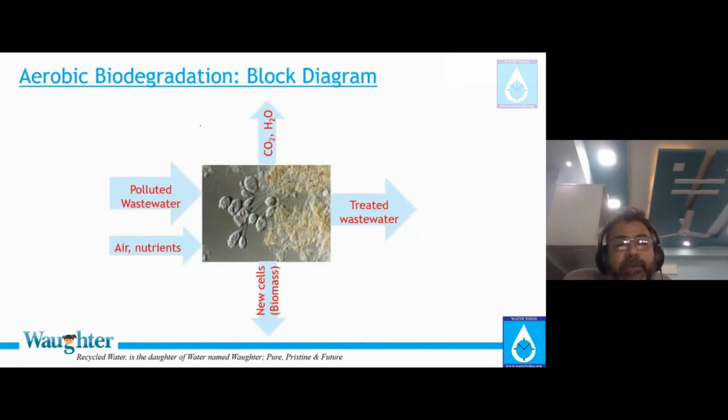So we go ahead further. We have the aeration biodegradation block diagram, where polluted water, wastewater comes, and air and nutrients are available. You produce CO2 and some vapor also will go out, H2O, pure water. You get treated wastewater and you will remove the new biomass.